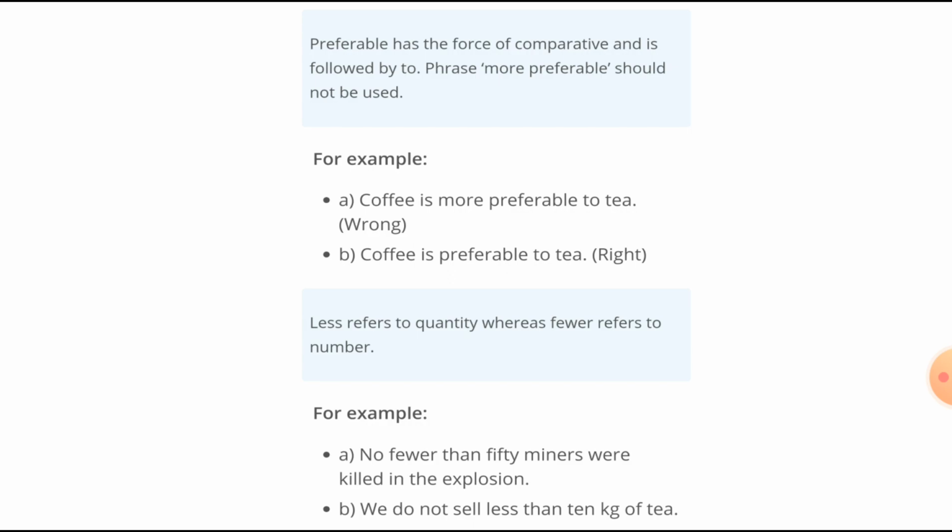Preferable, as the force of comparative, is followed by to. The phrase more preferable should not be used. For example, coffee is more preferable to tea. Wrong. Coffee is preferable to tea. Right. Less refers to quantity whereas fewer refers to number. For example, no fewer than 50 miners were killed in the explosion. We do not sell less than 10 kilogram of tea.